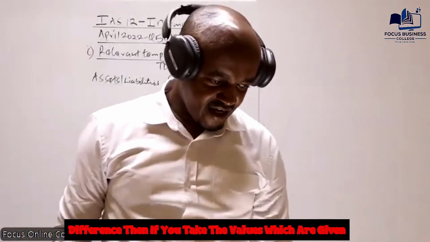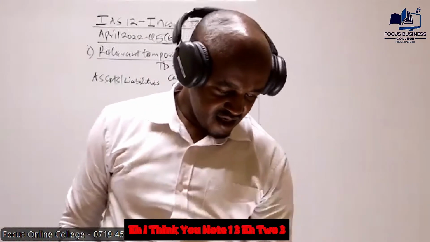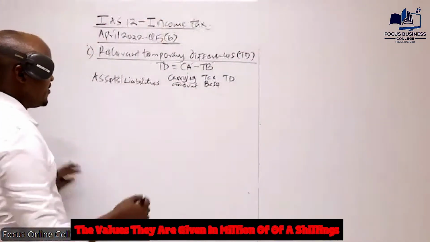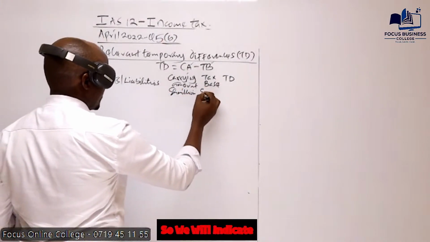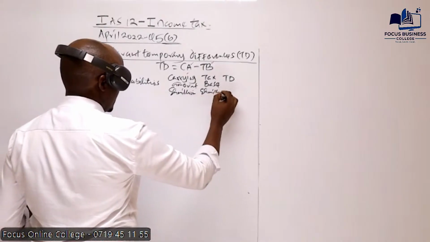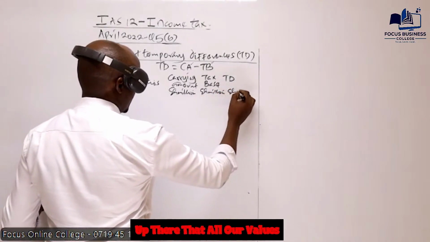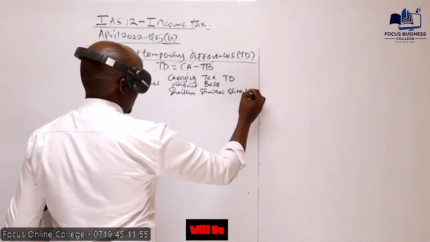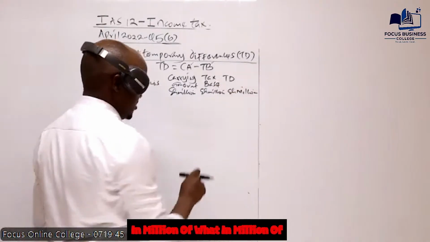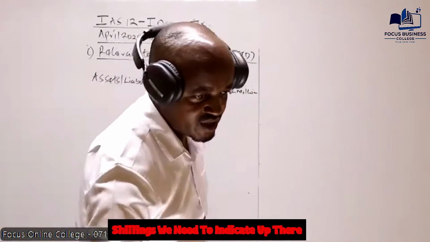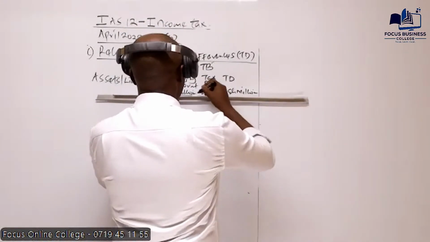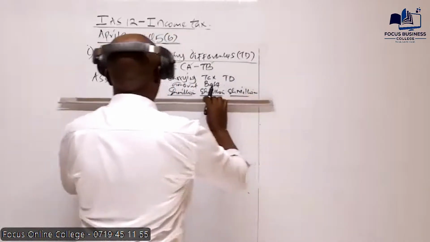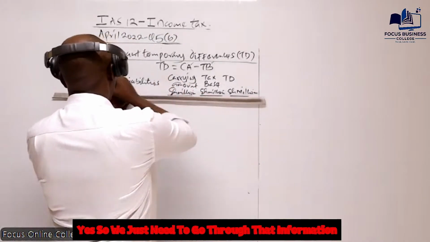Then if you take the values which are given in notes 1, 2, 3, they are given in millions of shillings. So we need to indicate up there that all our values will be in millions of shillings. Yes, so we just need to go through that information.